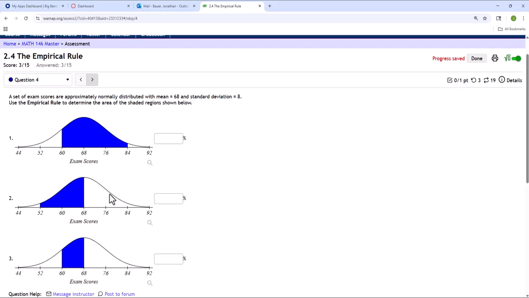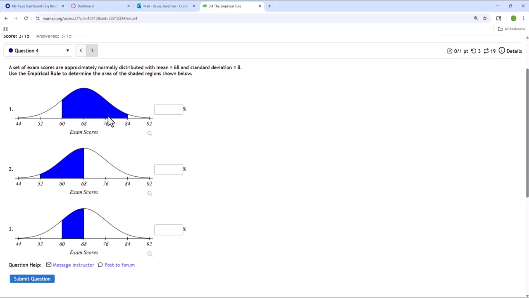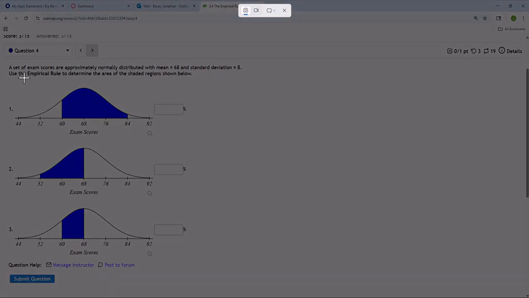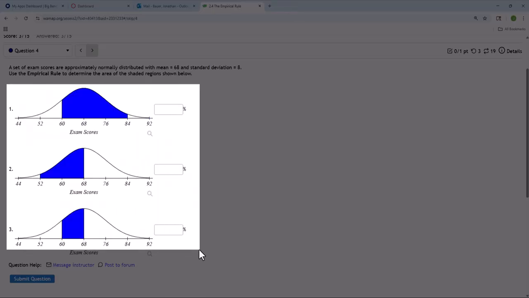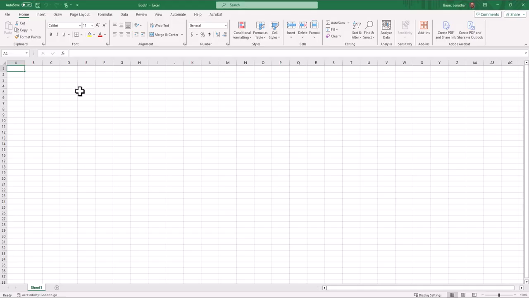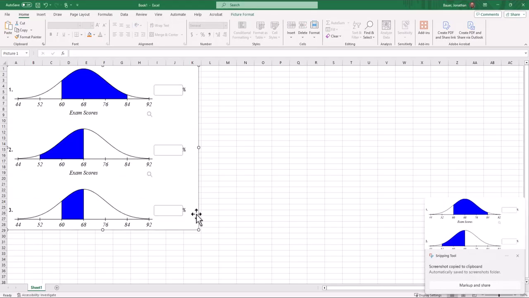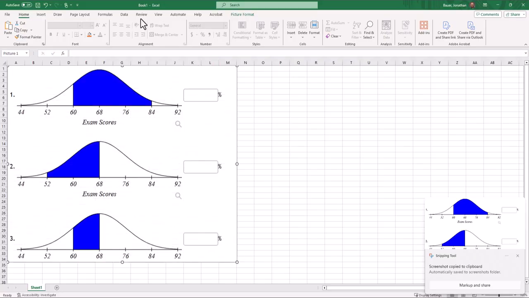Now we're getting a little bit more crazy here. We have a mean of 68, a standard deviation of 8. And so I'm going to take a snip of this, because you're expected to show some work or make an explanation here. So I'll hop over to Excel and we'll see how this goes.